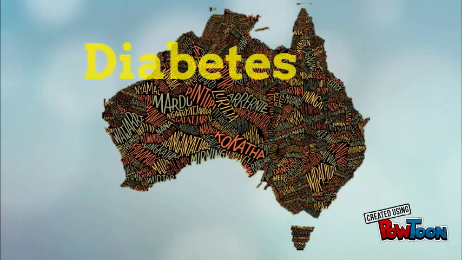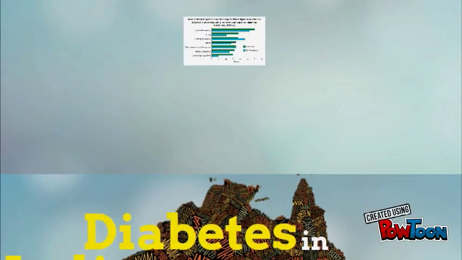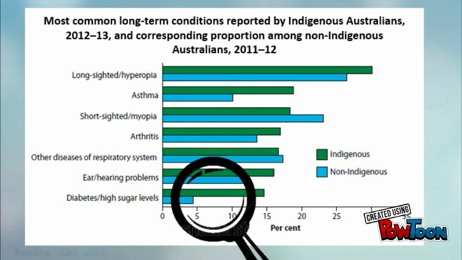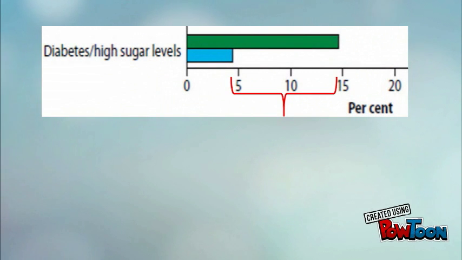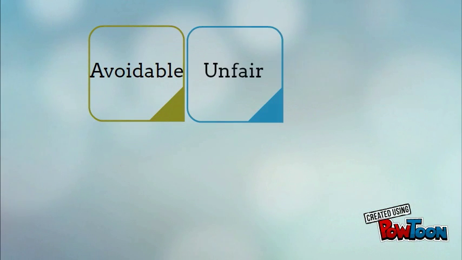This presentation is about diabetes in Indigenous Australians with a focus on remote areas. For different medical conditions, health outcomes are dissimilar between Indigenous and non-Indigenous populations, where diabetes produces the greatest gap. The factors that create this inequity are socially produced, systematic in their distribution, avoidable, unfair, and unjust.